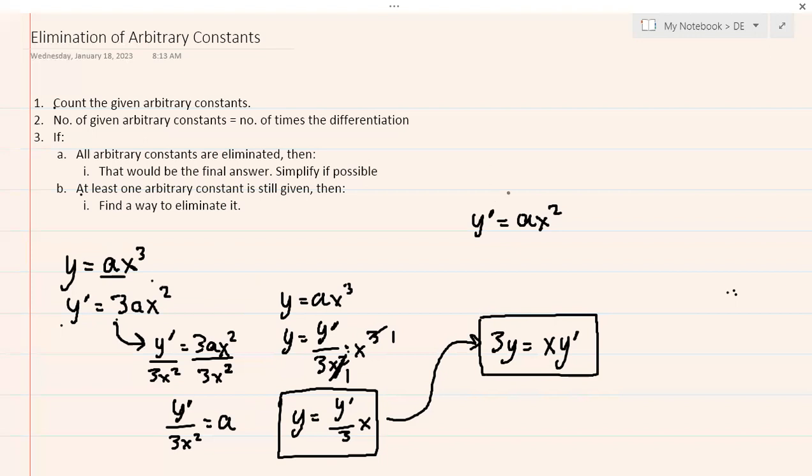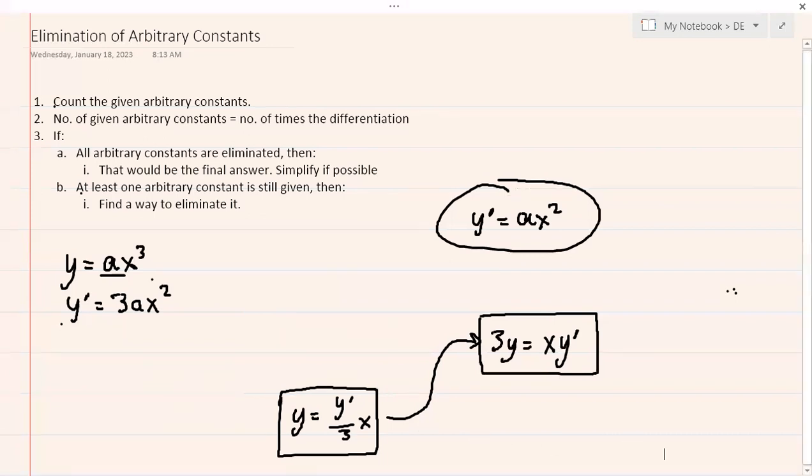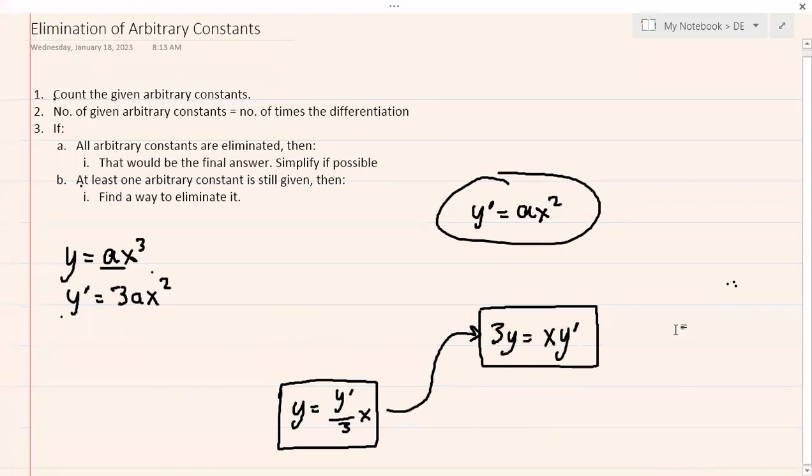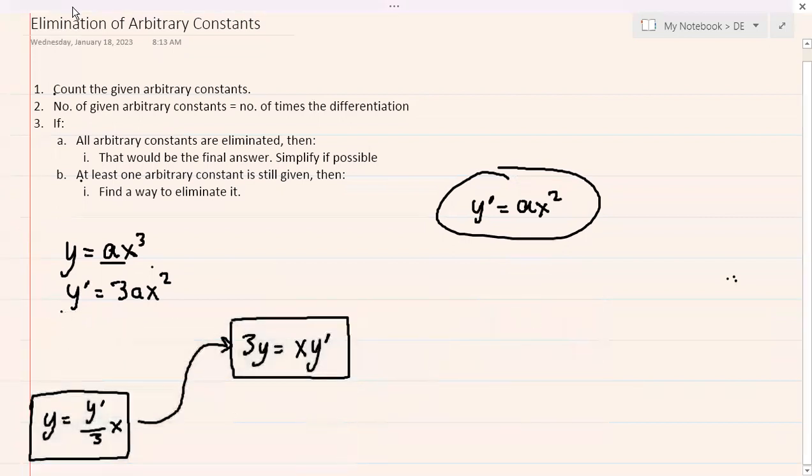Pero what if ito pinili mo? y prime is equal to ax squared. Okay? So, the same thing pa rin. The same way. Alright? So, wait lang burahin ko lang itong mga formula na to. Tapos, iusog ko lang itong mga naka-box na sagot. Ay, sorry. Yan. So, proceed tayo dito.